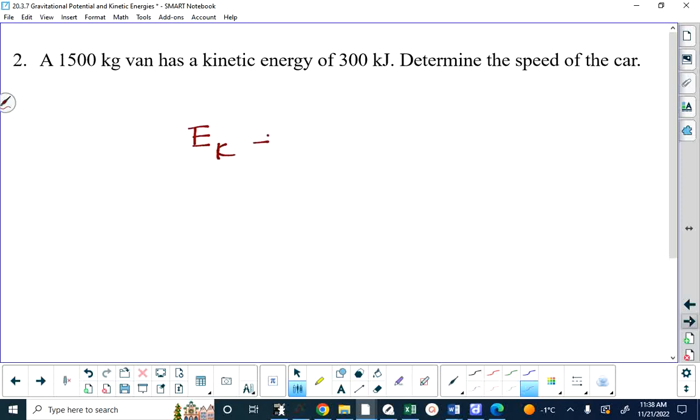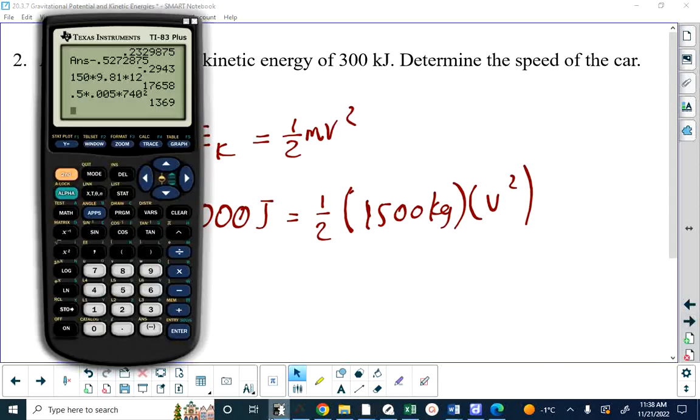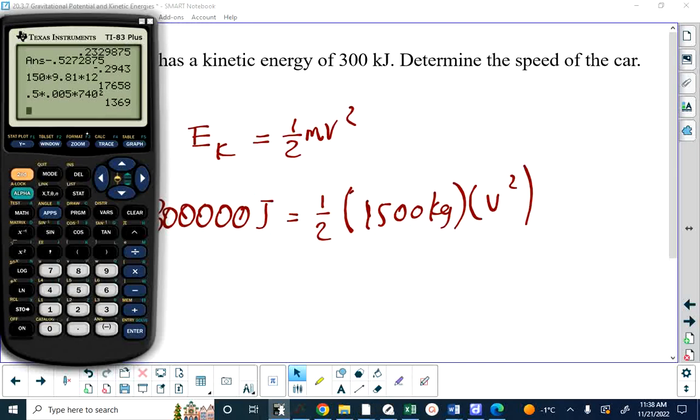So EK is 1/2 mv squared. It's just a matter of putting the numbers in. This is 300,000 equals, this is joules, 1/2 times the mass, which is 1,500 kilograms, times v squared. Here's my thinking, and in Physics 30 we do this calculation a lot. You have to take the energy, multiply it by 2, divide it by the mass, then take the square root.